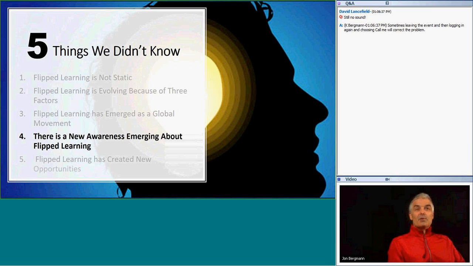So, number one, it is not static. Number two, flipped learning is evolving because of 3 factors. Number 3, it has emerged as a global movement. Number 4, there is a new awareness about flipped learning. People, if anything we're talking about right now, this is, I think, the most earth-shattering, biggest idea of this entire year-long gathering process. This is the thing that rocked our worlds more than anything else. And there's parts to it.